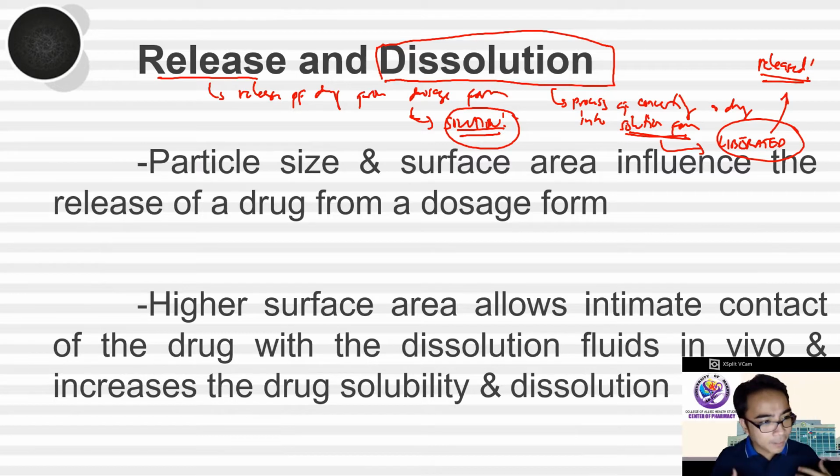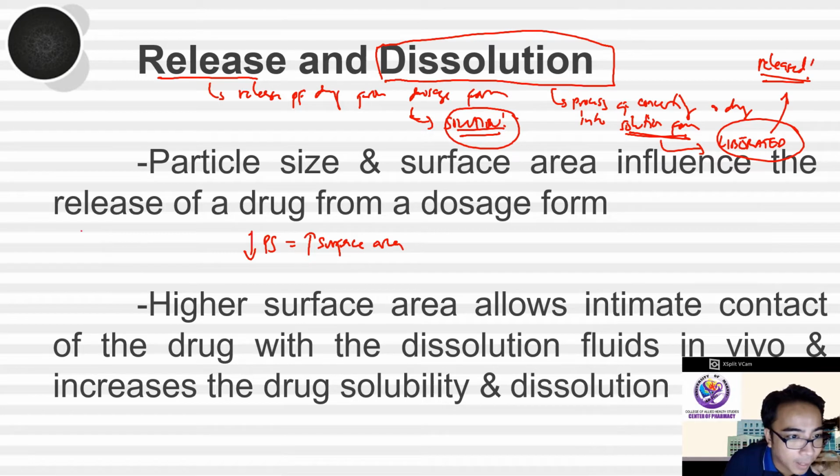So, how does particle size and surface area influence this? Normally, class, in terms of particle size, PS na lang, the smaller the particle size, ano nangyayari sa surface area ng isang particle? Mas lumalaki yung surface area niya. So, pag sinabi natin, class, malaki yung surface area niya, ibig sabihin, it allows intimate contact of the drug to the dissolution fluids or sa kanyang solvent. Now, tingnan nyo, class, imagine this. If this is yung particle mo, ganito kalaki, the size of my fist, kunwari, versus a particle class na ganitong itsura.